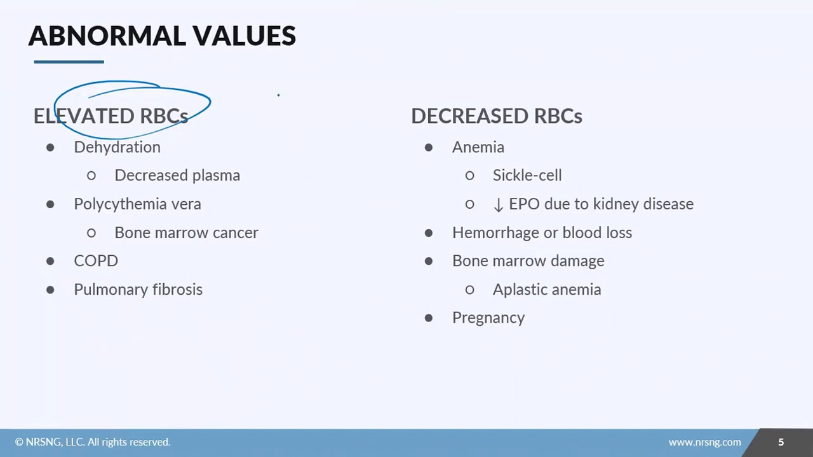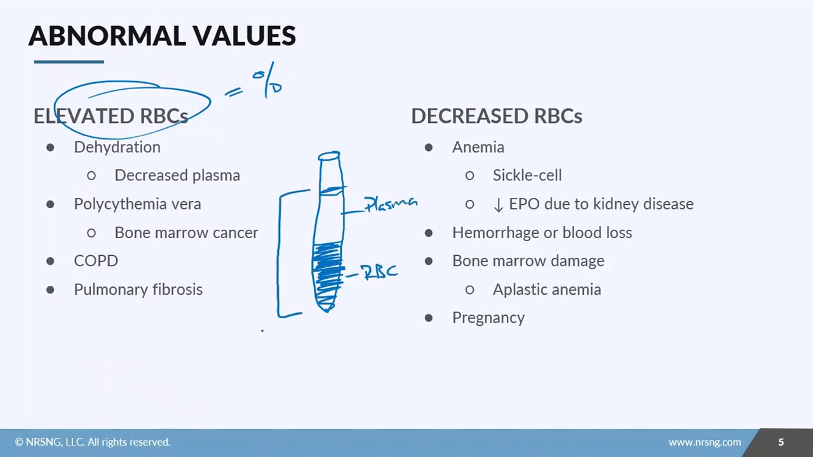Remember I talked about your red blood cells being a percentage. So let's look at our test tube. We have a test tube right here, and it's full of blood, and the lab techs have spun it down. So this is plasma. This is your red blood cells, and this is your total blood volume. And remember, it's a percentage. So your red blood cells typically, let's say, are about 45%.